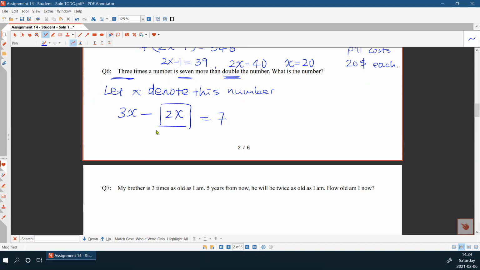Okay, so here you have an equation 3x minus 2x equals 7. Of course, your x here is 7. So the conclusion is this number is 7. Right? This is a complete solution to this question. Any questions?